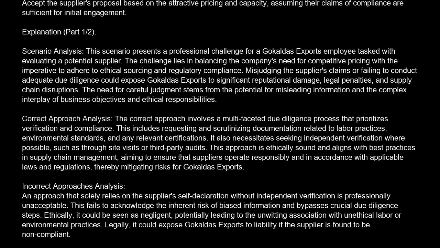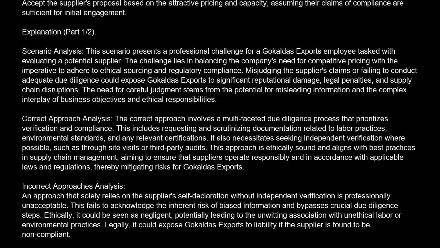The correct approach involves a multifaceted due diligence process that prioritizes verification and compliance. This includes requesting and scrutinizing documentation related to labor practices, environmental standards, and any relevant certifications. It also necessitates seeking independent verification where possible, such as through site visits or third-party audits. This approach is ethically sound and aligns with best practices in supply chain management, aiming to ensure that suppliers operate responsibly and in accordance with applicable laws and regulations, thereby mitigating risks for Gokaldas Exports.